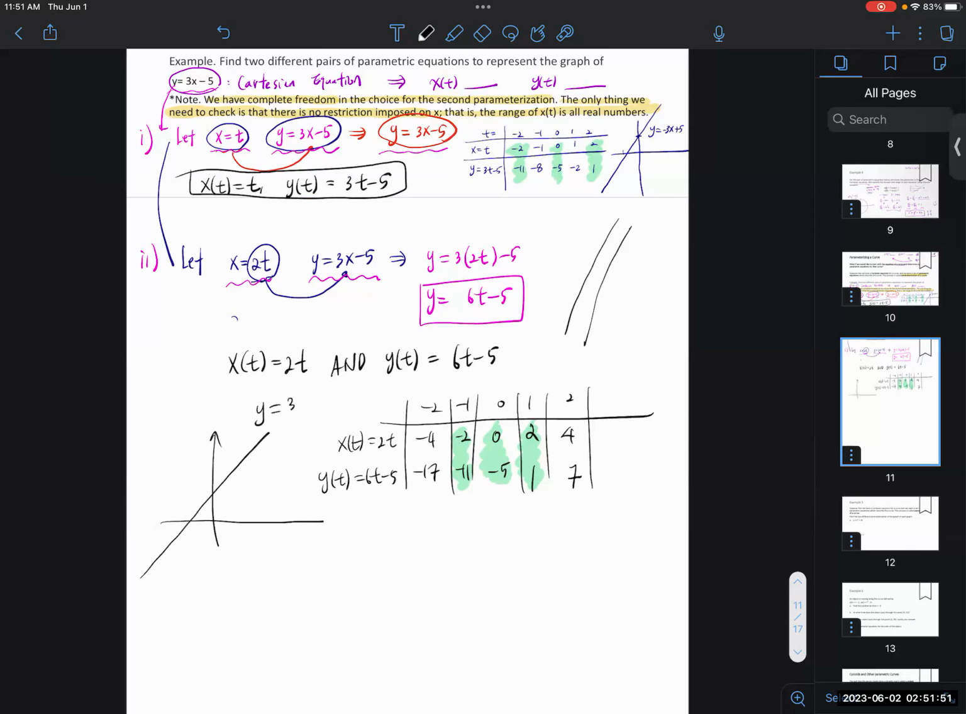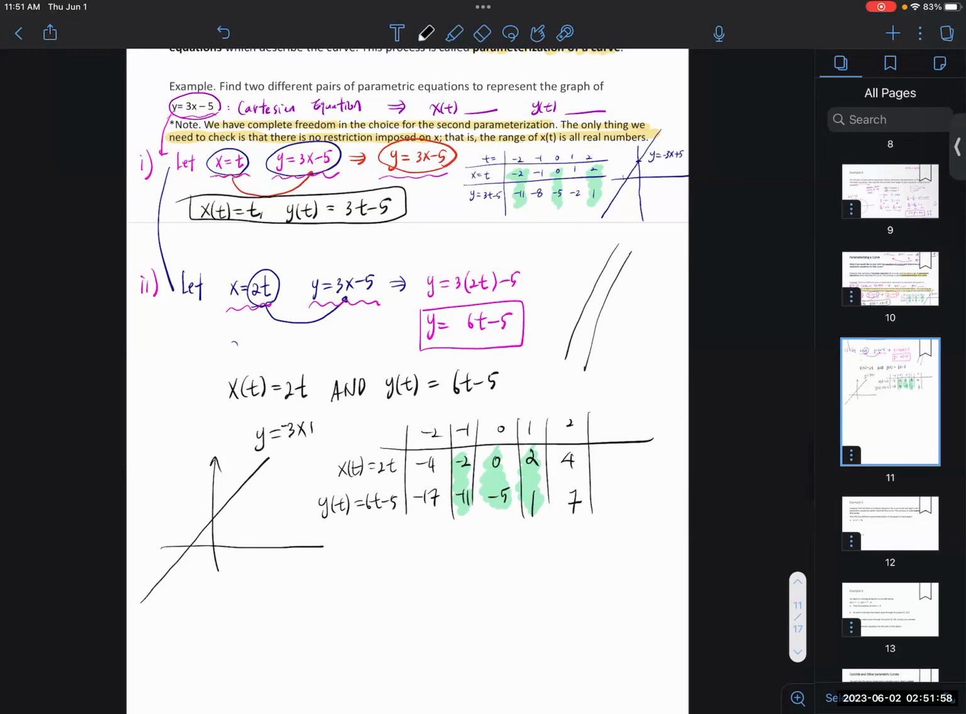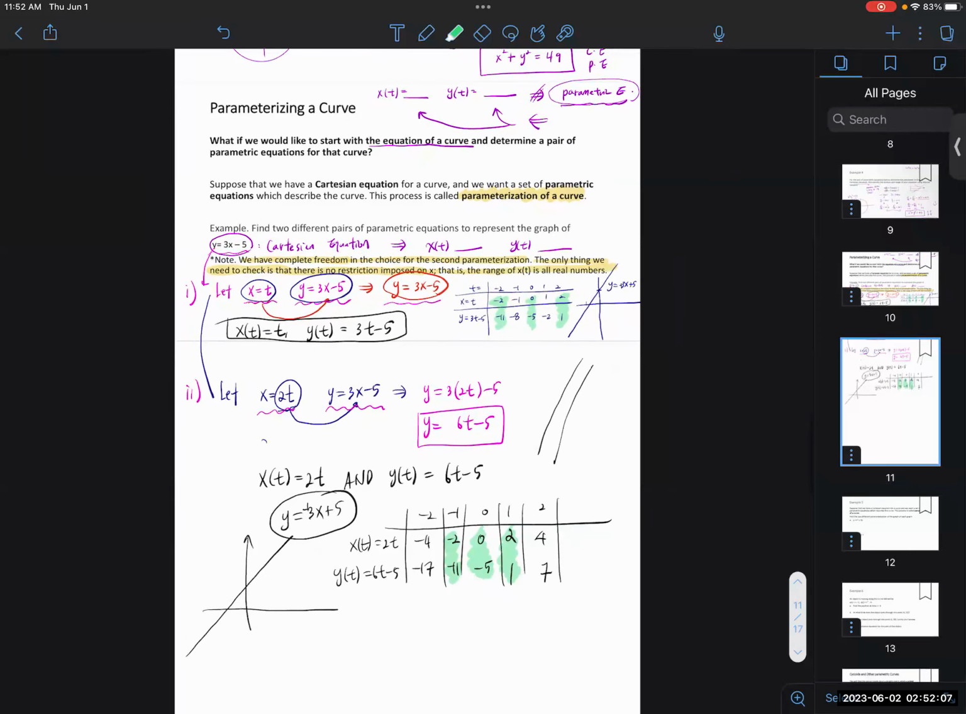Y equal to -3x... Sorry, this is positive 3x plus 5. So they're anyway the same graph. So what I'm saying is, this is your answer.